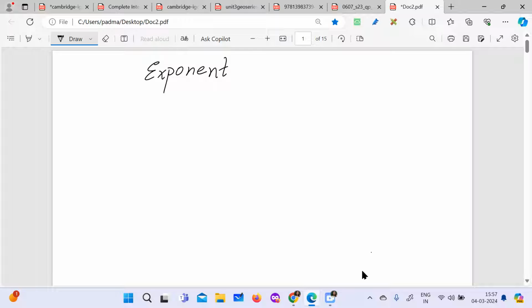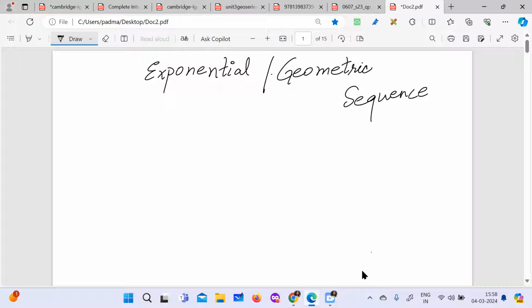So today we are going to study exponential sequences. An exponential sequence is also called a geometric sequence. We have studied arithmetic sequences and geometric sequences until now, so let us understand the difference between an arithmetic sequence and a geometric sequence.